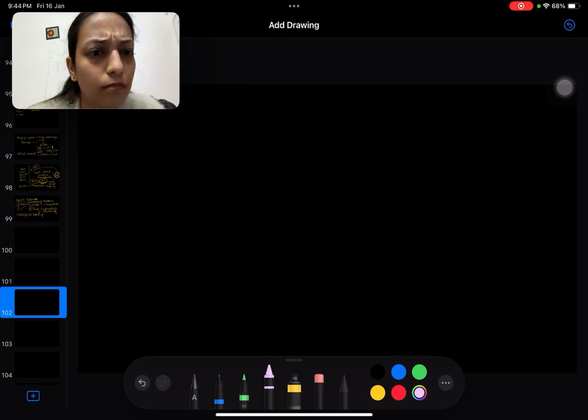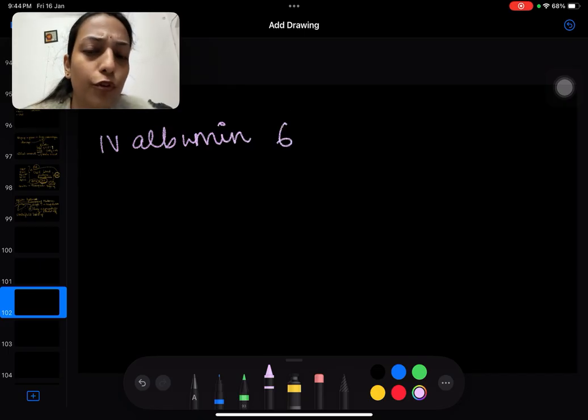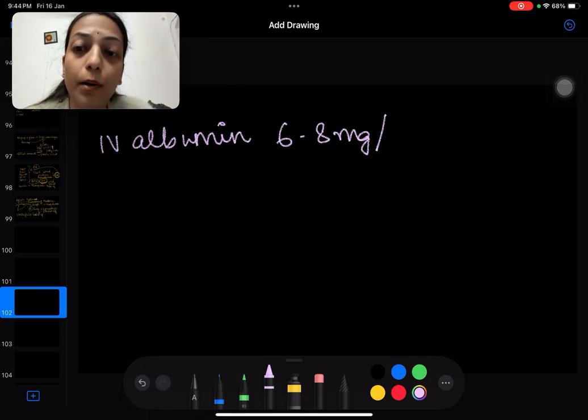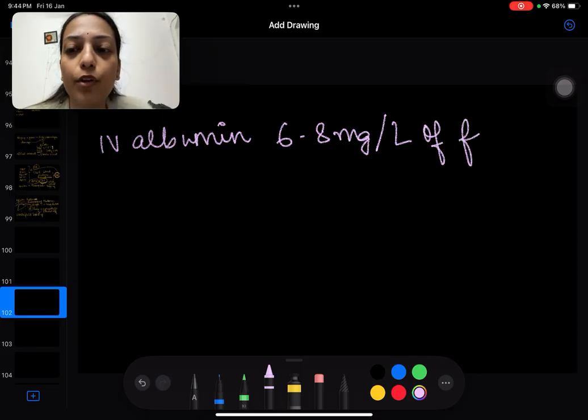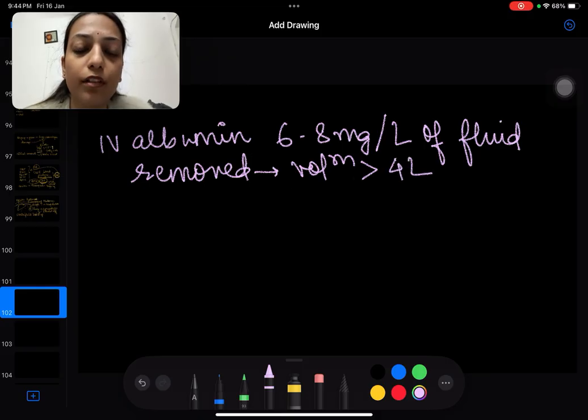How much fluid can you remove? They say that you can remove any amount of fluid. Just remember that you have to give IV albumin. How much albumin do you have to give? You have to give 6 to 8 mg per liter of fluid removed, only for volumes more than 4 liters.